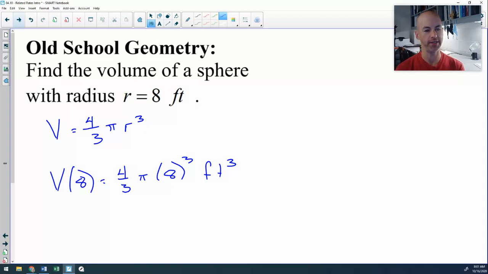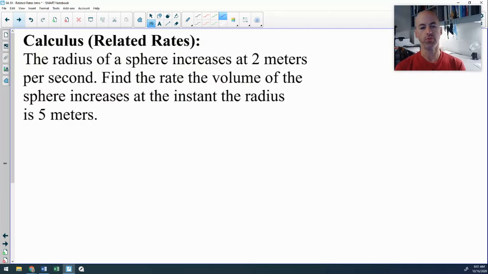However, in calculus, we can actually look at a shape or a solid, that could be flat, could be two-dimensional, but we can look at it as the dimensions are changing, because that is what calculus does. It allows you to measure things or look at things as they change.